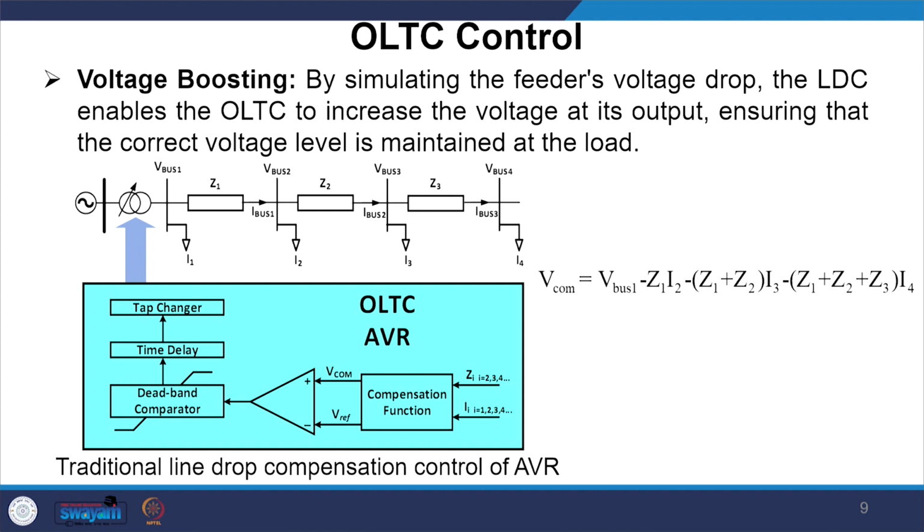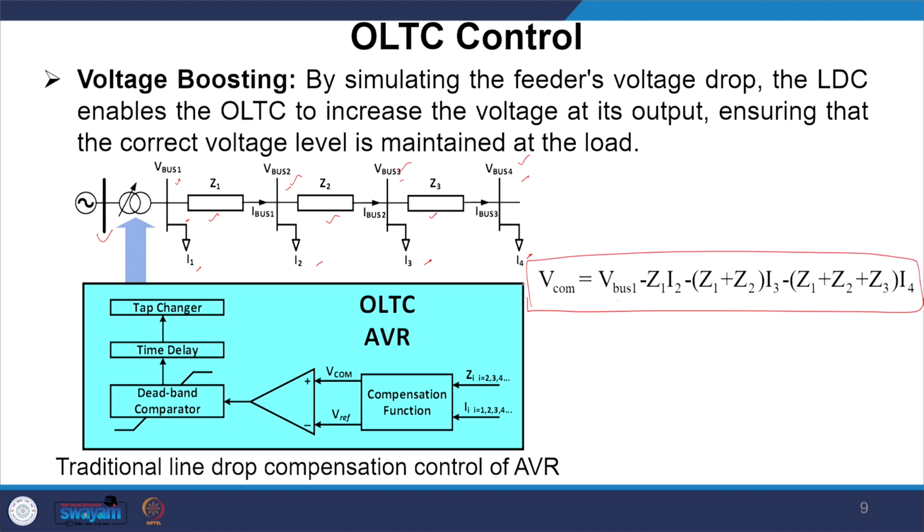Considering a feeder, my substation, and this is bus number 1, 2, 3, 4, buses with different load currents I4, I3, I2, I1, and the impedances Z1, Z2, Z3, and the voltages are V bus, V1, V2, V3 and V4. Now, if you are interested to know what V compensation is, it is V bus minus the drop in the first feeder, which is Z1 times I2, then the second component (Z1 plus Z2) times I3, then (Z1 plus Z2 plus Z3) times I4. So this is the voltage that needs to be compensated.